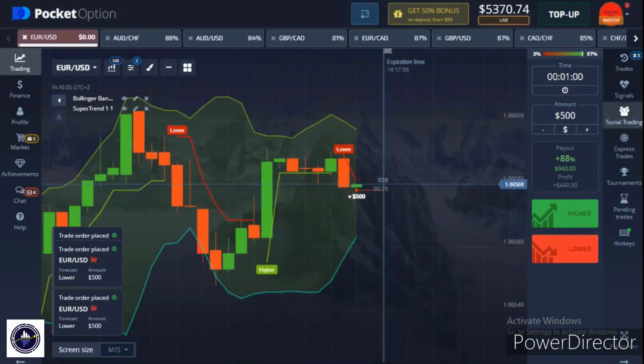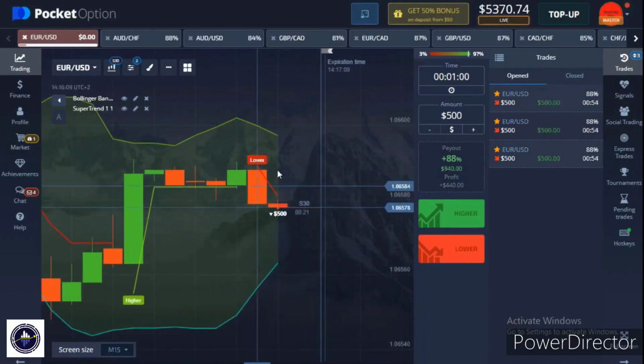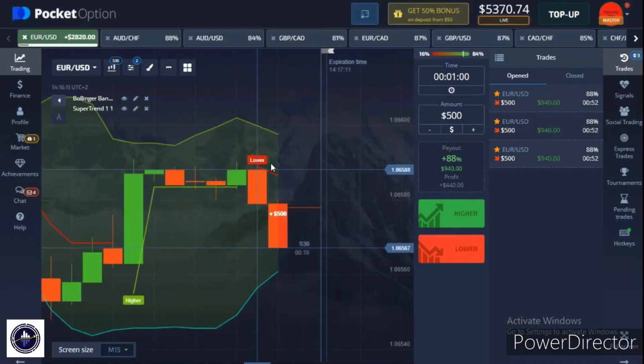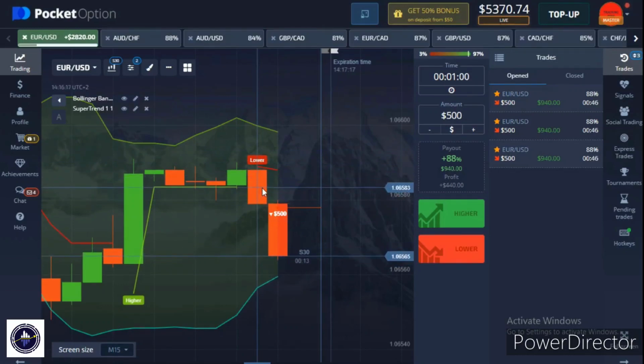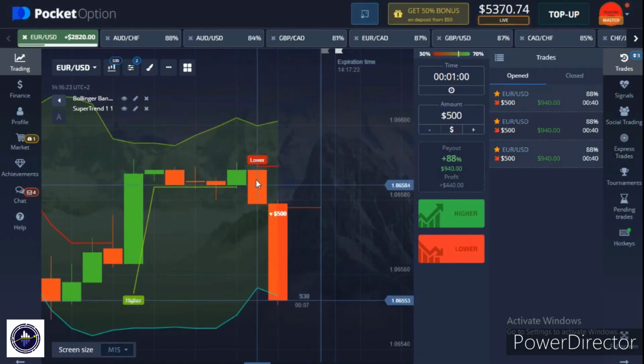Okay guys, so over here I'm going to place a trade on that real quick. Right here, as you can see, our Super Trend indicator actually indicates on this particular candle. This is what I'm always saying. Another thing, the number one thing you always need to keep in mind is to make sure that your Super Trend indicator indicates on a very strong candle, just like what happened here.